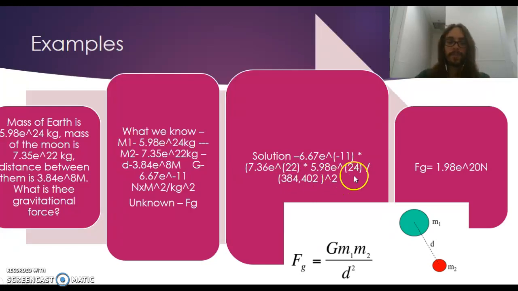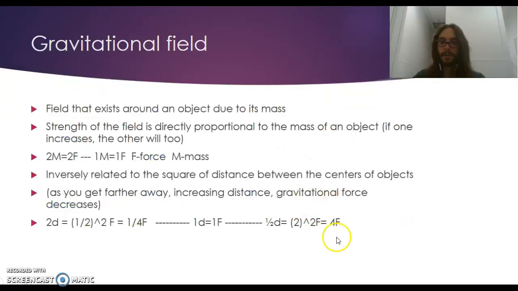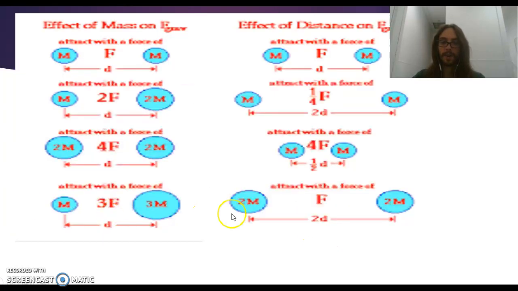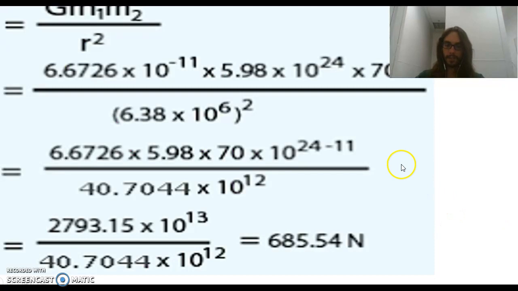384,402 squared. Because you get that squared right there, remember that distance squared from our previous slides. We talked about that. So then F of G is going to equal 1.98 e to the 20th newtons. And so basically what you did was you put all of those units in the formula, and then you just cross out the units that you see. So that's what they did here.